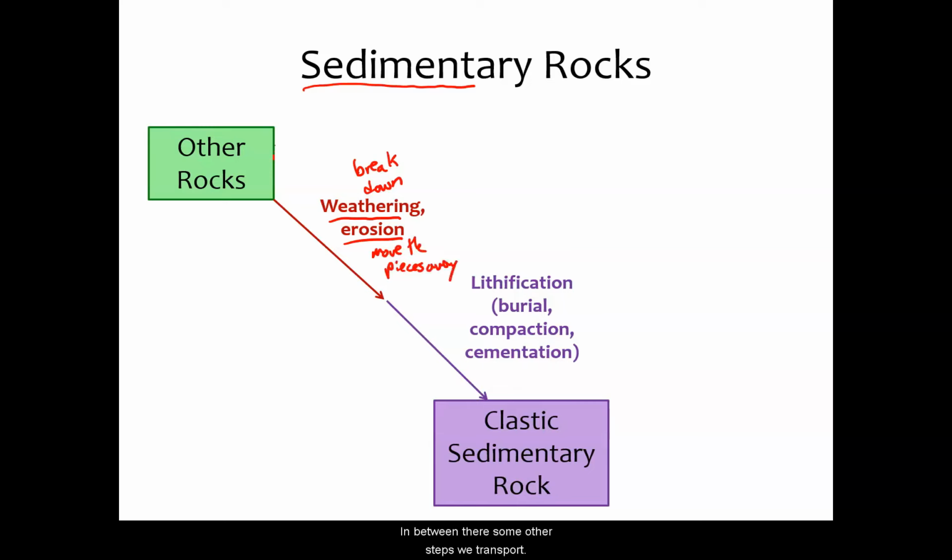In between, there are some other steps. We transport, we deposit, put them down somewhere. Then we lithify them. We start to stick together. We might bury them to put a little bit of extra pressure on them. That will compact them because we're squishing all the water out. We're squishing the sediments together. We might even grow new minerals in between in a process called cementation. That makes sedimentary rock. In this case, we call it a clastic sedimentary rock because it's made of clasts, individual solid pieces that break down. We'll get into that later.